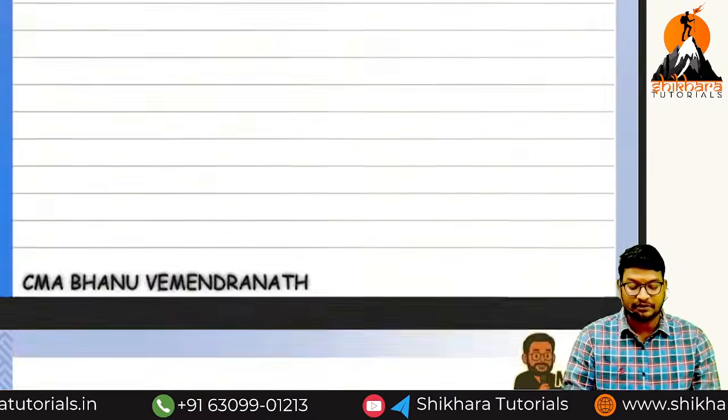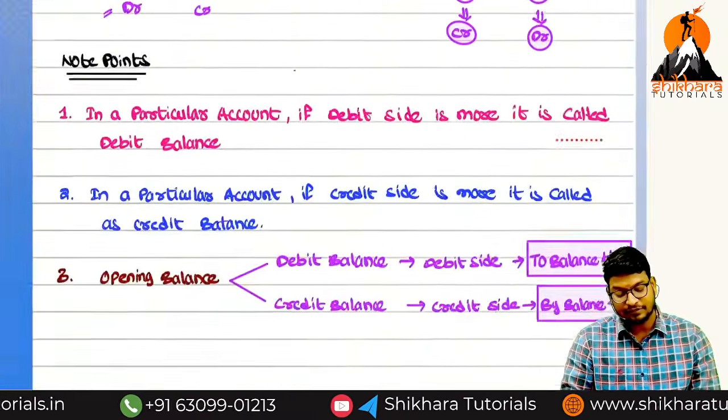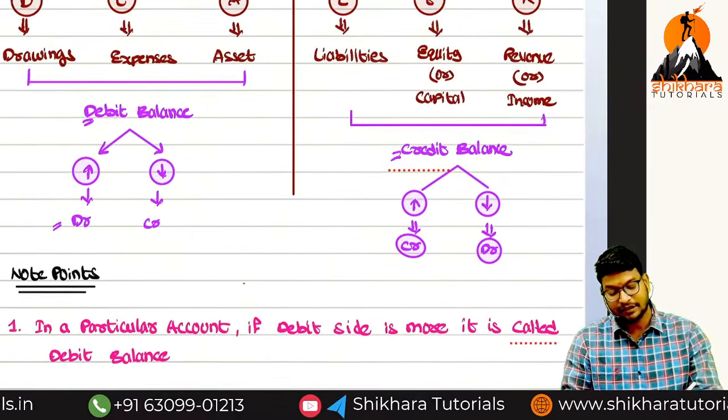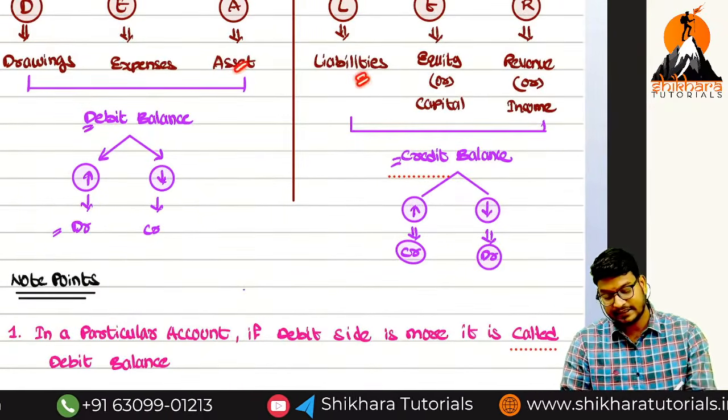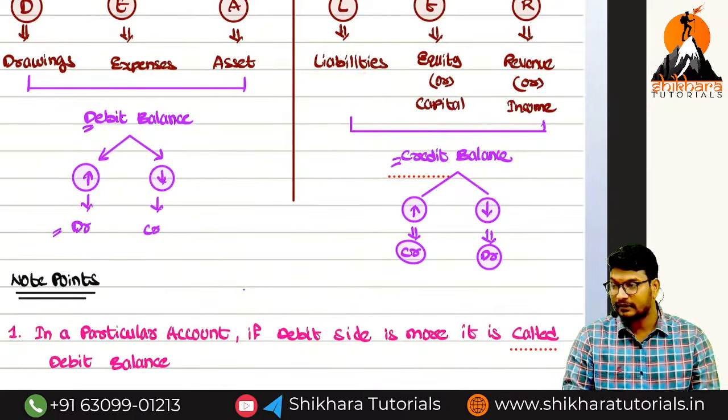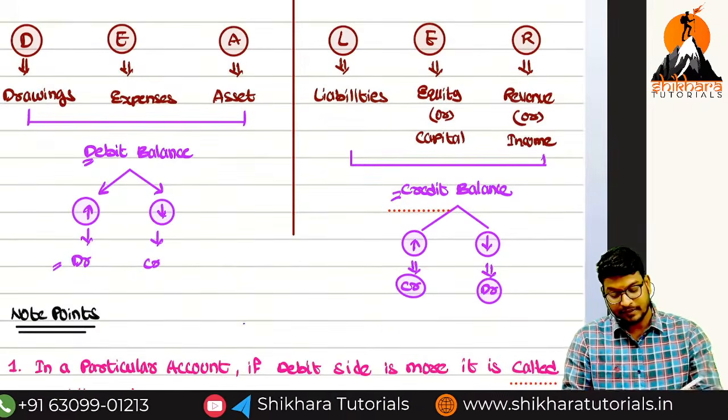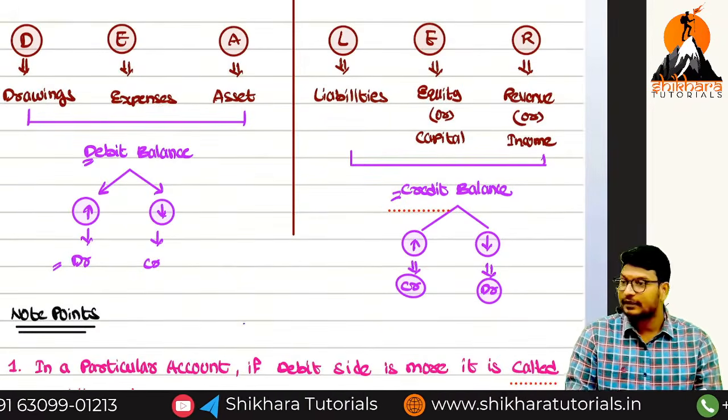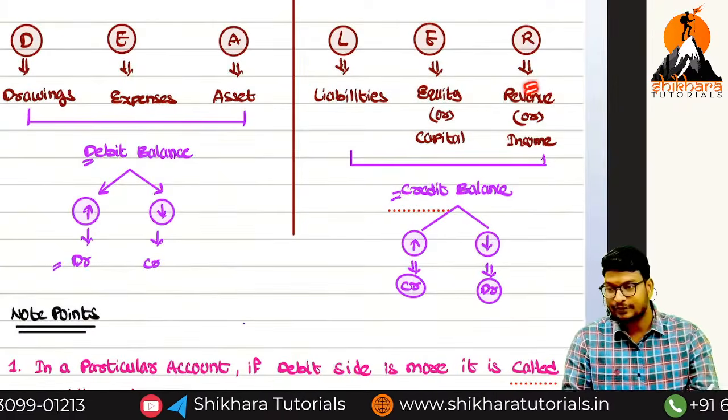Previously we have discussed which balance a liability will have. Liability is going to have the credit balance. Asset is going to have the debit balance. Then expenses will have which balance? Debit balance. And incomes will have which balance? Credit balance.